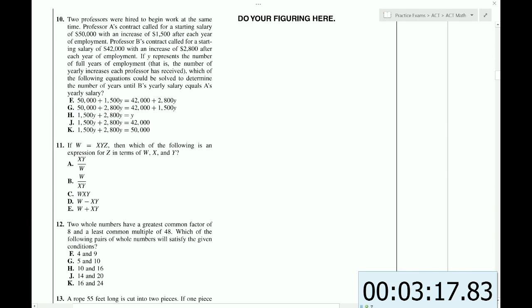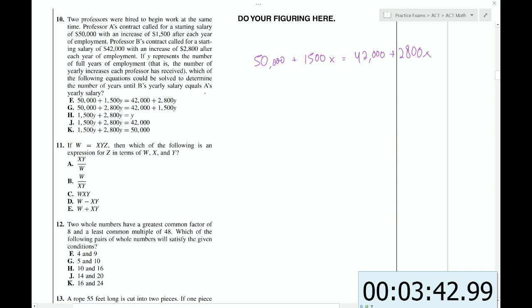Two professors were hired to begin work at the same time. Professor A's contract has a starting salary of 50K, with an increase of 1,500 per year. So that's plus 1,500 times X, where X is the number of years. And then B's contract starts at 42,000. We're probably going to end up setting these equal. 42,000 plus 2,800 times X.